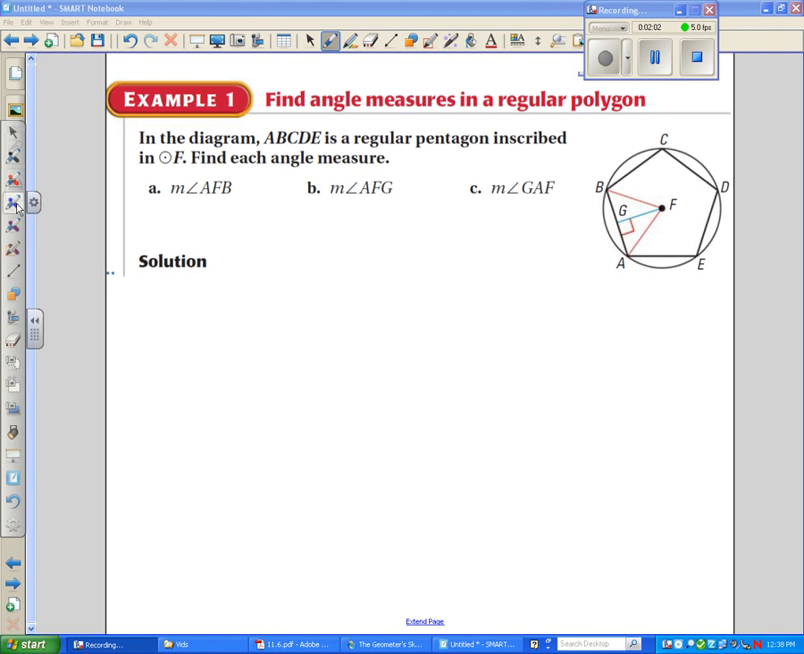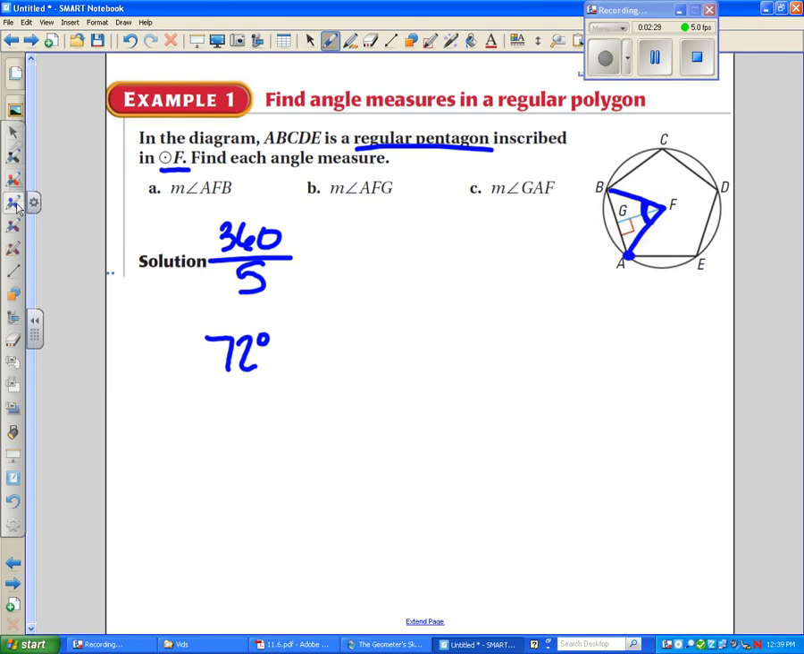Notice this is a regular pentagon. That means there's 5 sides. And we're supposed to find this, and it's inside circle F. Find each angle measure. A, F, B. Notice that's one of the central angles, and these angles are a division of 360, and there's 5 equal angles. 360 divided by 5 is the same thing as dividing by 10 and multiplying by 2. Dividing by 10 is 36, multiplied by 2 is 72 degrees.